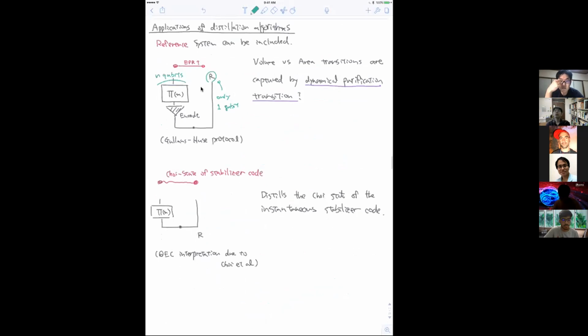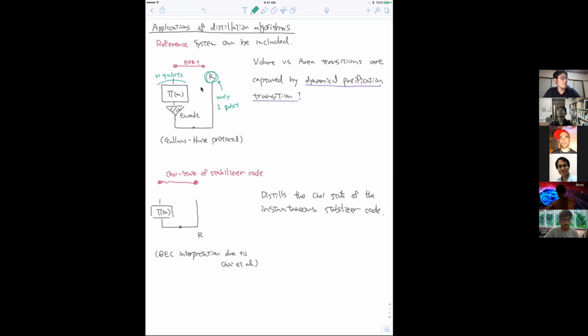So finally, I want to just briefly mention that this distillation algorithm has several other applications. This may be more of interest for condensed matter theorists, but let me just briefly mention that. For instance, this method can be used to detect the so-called dynamical purification transition. That is, we entangle the system with the reference system, but instead we prepare only one qubit of the reference system and entangle it. And then we run the monitored quantum circuit.